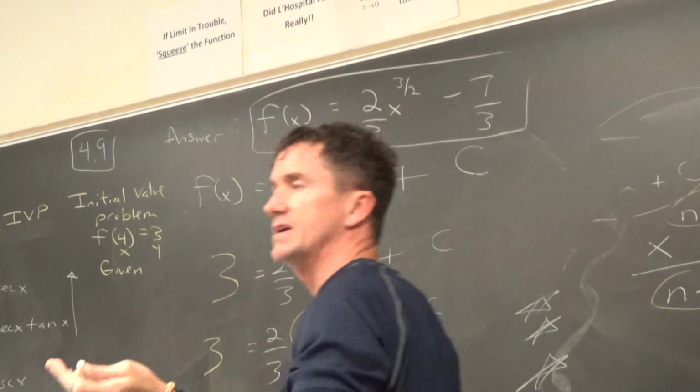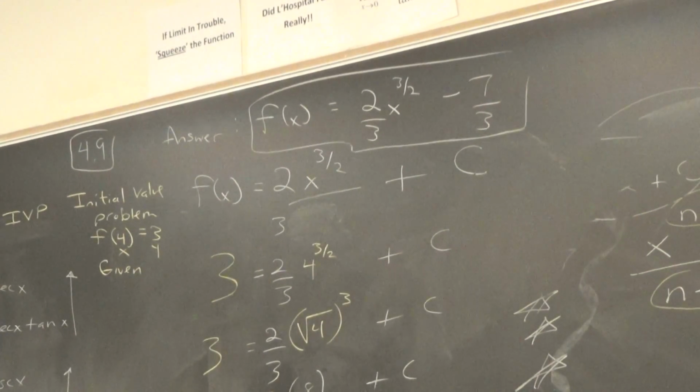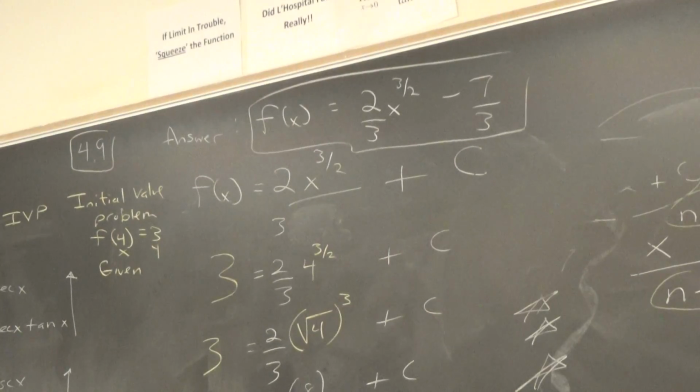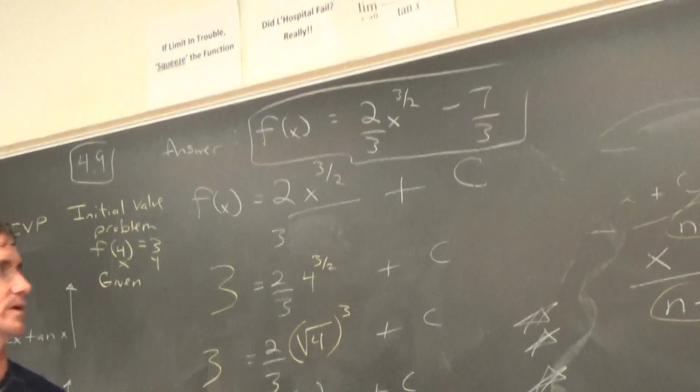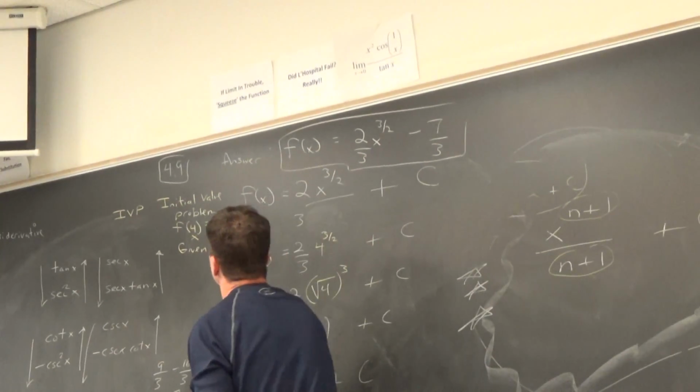I found C this time. But you can only find C if they give you an initial value, right? They don't give you an initial value plus C, plus C, plus C. In an indefinite integral, you don't need the C, right? And then eventually we'll get into something called integrals, these things called indefinite integrals.